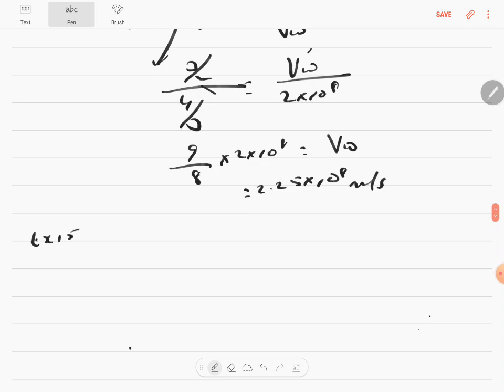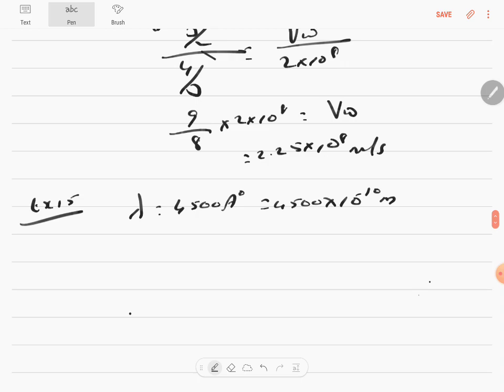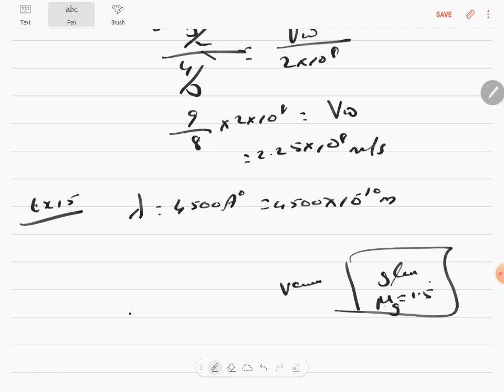Example 15 in Arora. The wavelength of the light is 4500 Angstrom, which means it's 4500 into 10 to the power minus 10 meters. A light in vacuum enters a glass block. From vacuum it's entering into glass, which means from air to glass basically. The glass refractive index is given to be 1.5, which is glass with respect to air, therefore. And what is the frequency and wavelength of the light in glass?